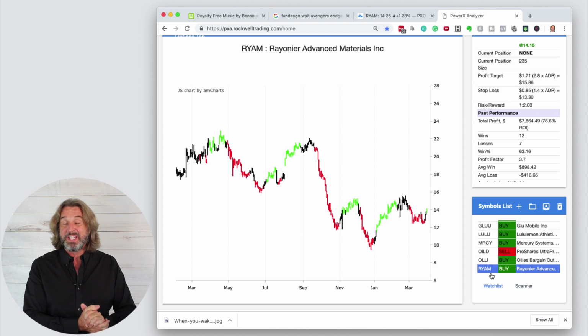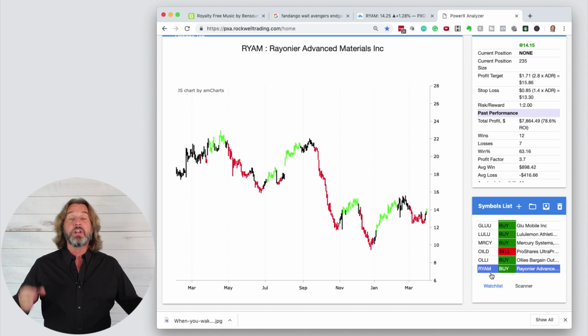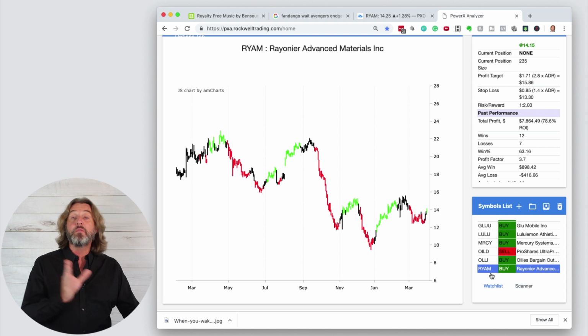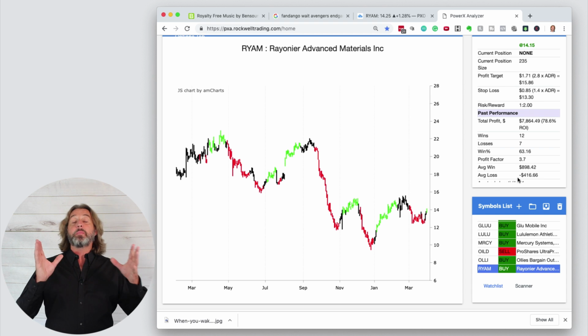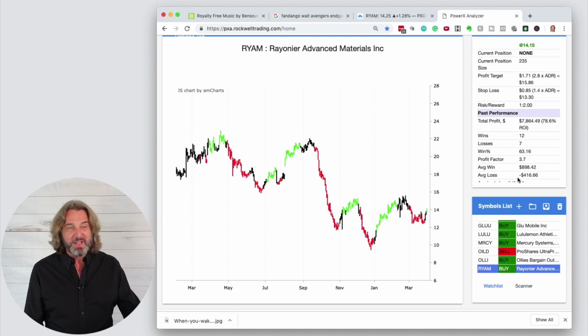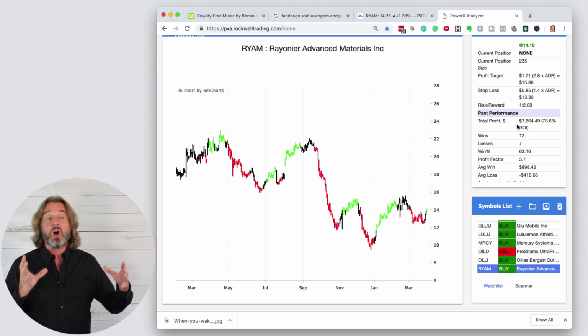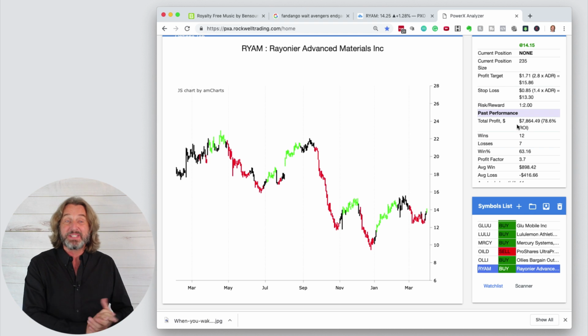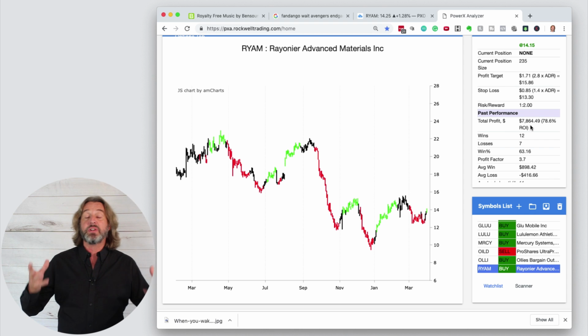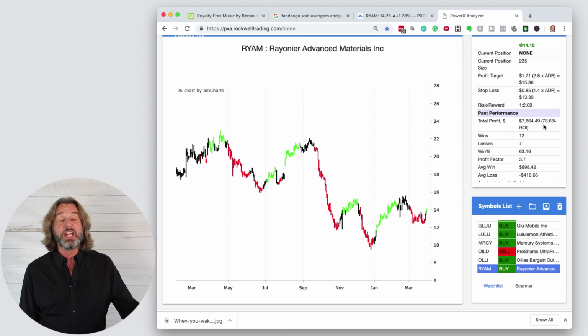It's very easy. It's 3 indicators. Nothing complicated there, but I want to know if I had traded this stock according to my rules, how much money would I have made over the past year? And this is where PowerX Analyzer helps me and shows me, okay, if I had a $10,000 position and I had traded RYAM over the past year using the rules of the PowerX strategy, I would have made $7,864. So based on a $10,000 position, that's 78.6% return on investment within a year.